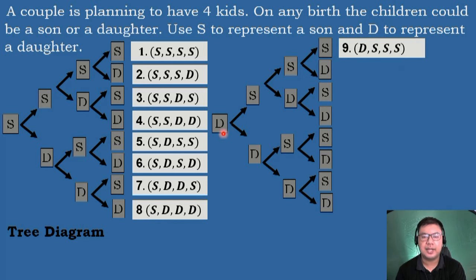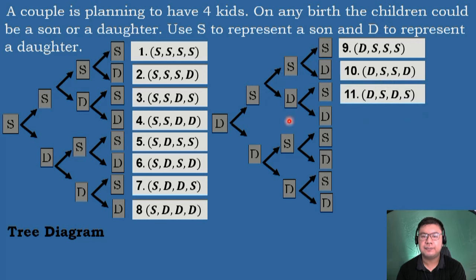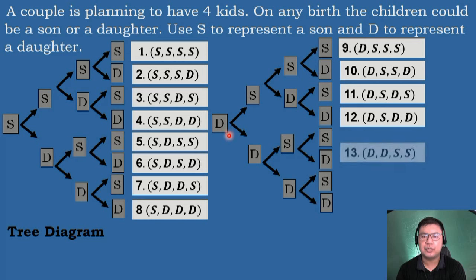And then on this side, on the ninth possible outcome, it can be daughter, son, son, son. On the 10th possible outcome, it can be daughter, son, son, and then daughter. And then on the 11th possible outcome, it can be daughter, son, daughter, and then son. And then on the 12th possible outcome, it can be daughter, son, daughter, and then daughter.